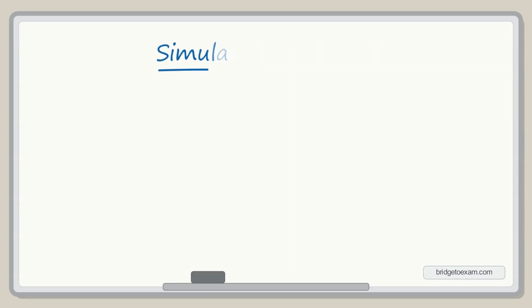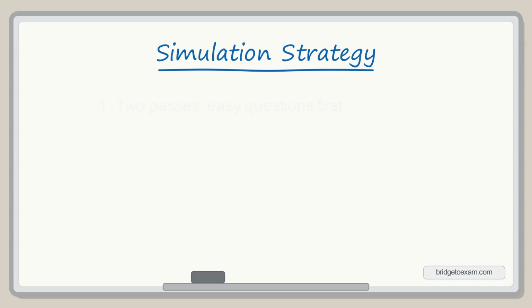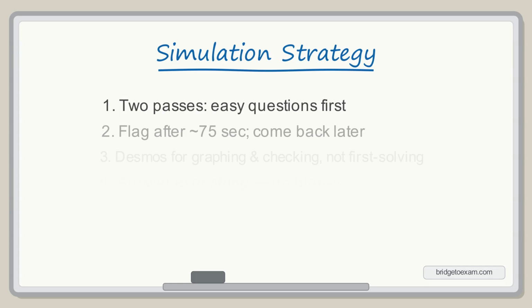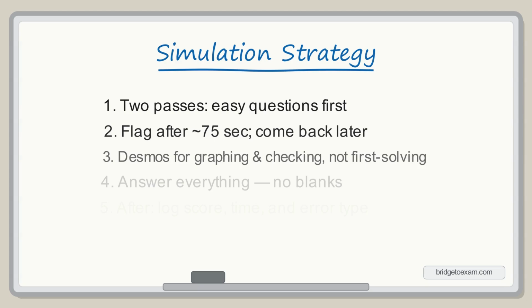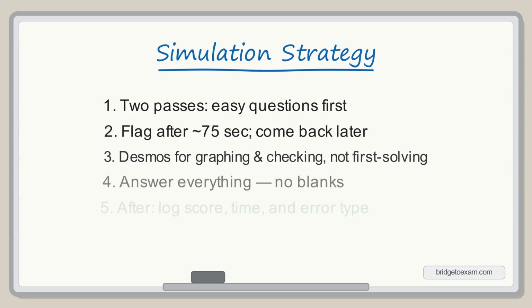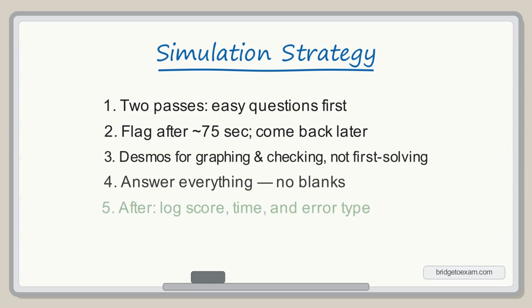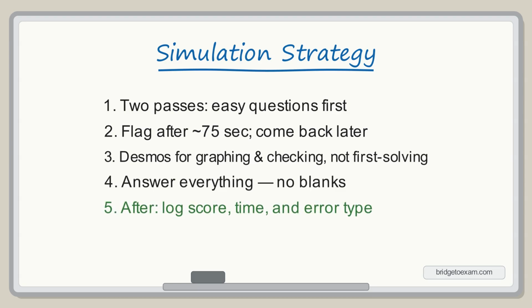Run the simulation with a clear strategy. Take 2 passes, grabbing the easy questions first. Flag anything that stalls after about 75 seconds. Use Desmos for graphing and checking, not for first solving algebra. Never leave a blank. And afterward, log your score, your time, and the type of each error, using the 4 categories: conceptual, procedural, reading, or pacing.